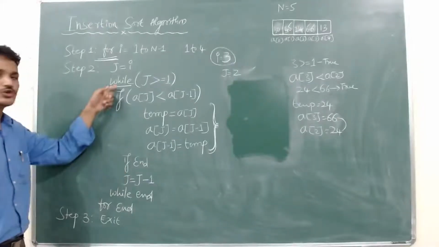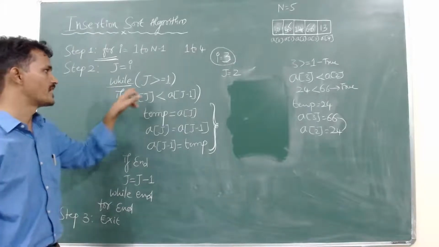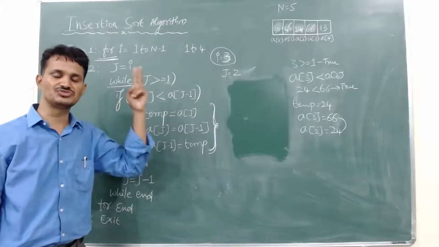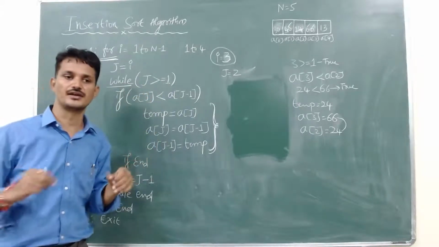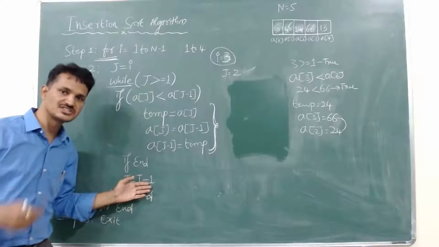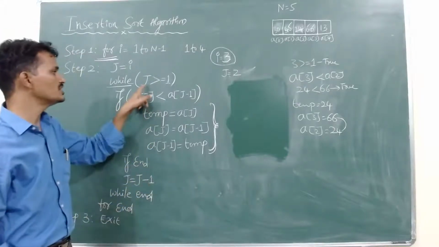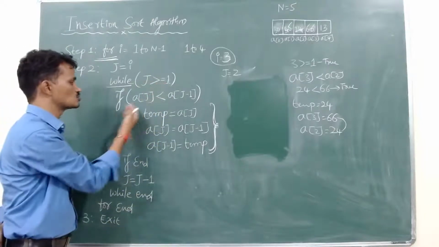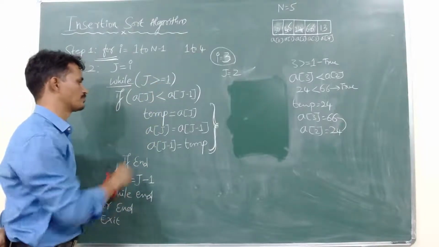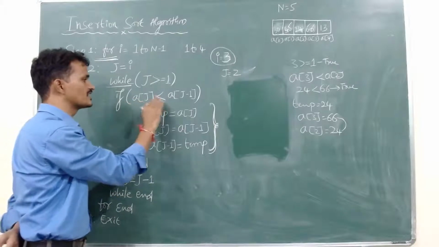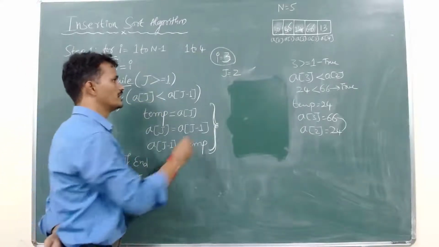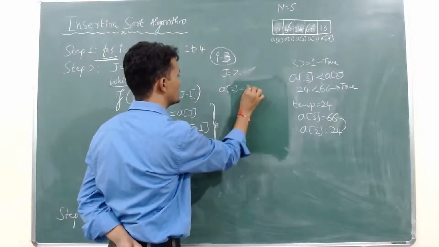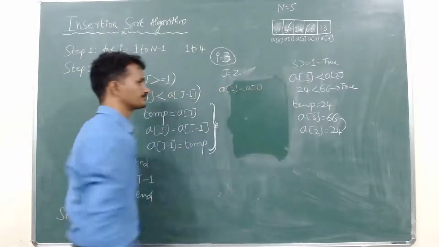Right. Again it goes to the while loop to check the updated value. 2 is greater than or equal to 1. Yes, it is true. Last time 3, this time 2 and next time 1. Every time j decreases by 1. 2 is greater than or equal to 1. Yes, the condition is true. When this condition is true, we execute the if condition. If a of j is less than a of j minus 1. A of j means a of 2 is less than a of 1.